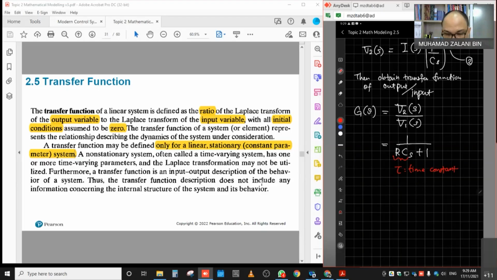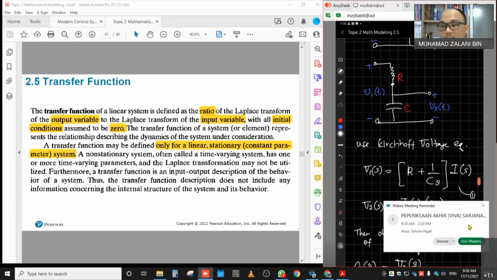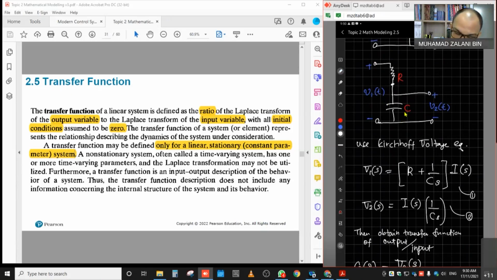So in terms of circuit, basically what we see is a function of the exponential function. It is a decaying exponential for the circuit that involves a capacitor or inductor. RC is assumed as the time constant. Then we can just replace RC with tau, giving 1 over tau S plus 1. So that is the transfer function of this circuit.